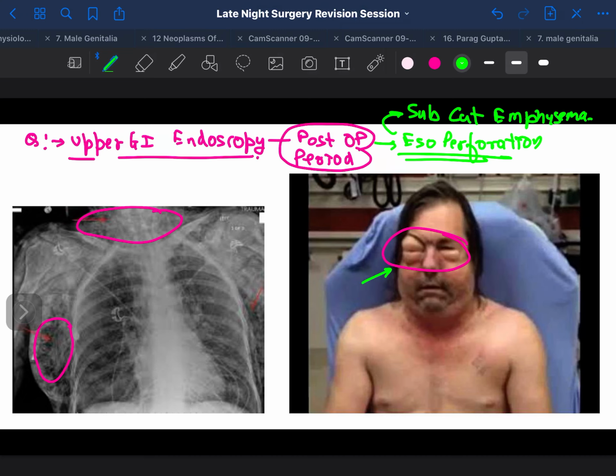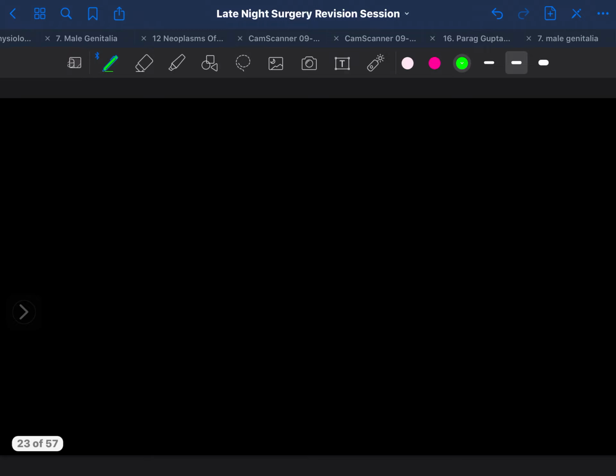The swollen eyelids and everything is basically the air which is present over here. This is what you refer to as subcutaneous emphysema. Do you understand my point? And this is the hazy appearance of the subcutaneous tissue. So this is the clinical scenario. Now let us talk about the esophageal perforation in detail, guys.